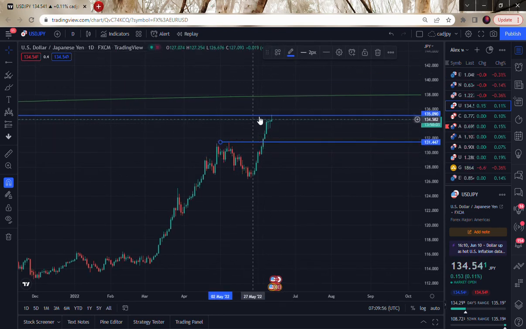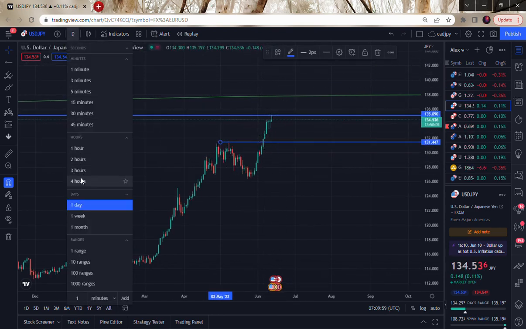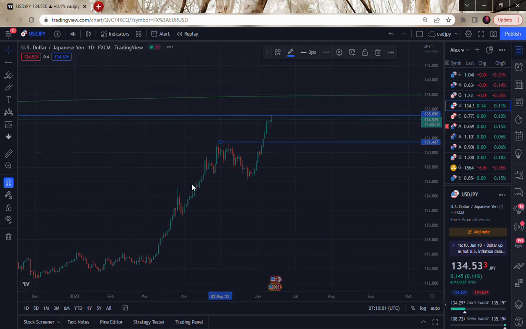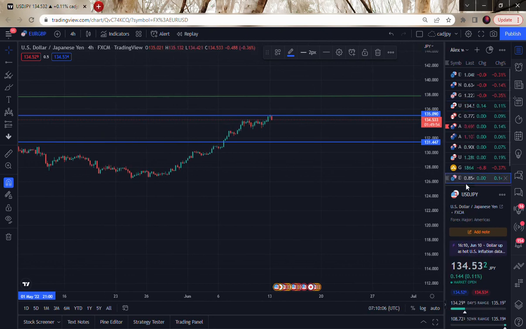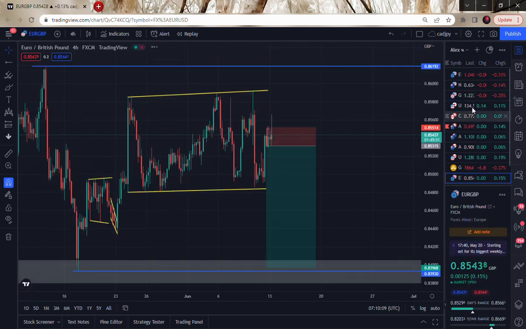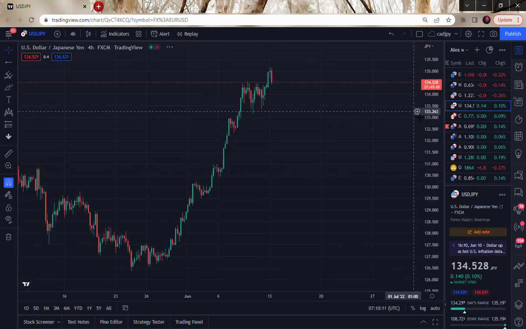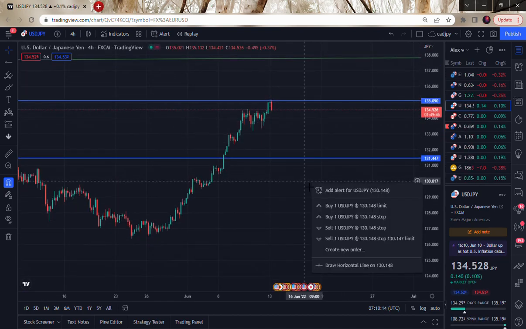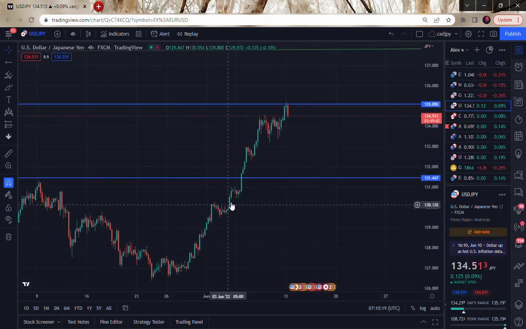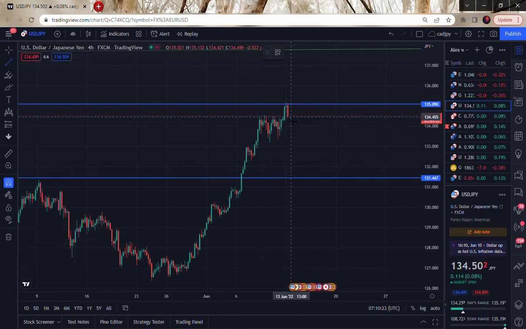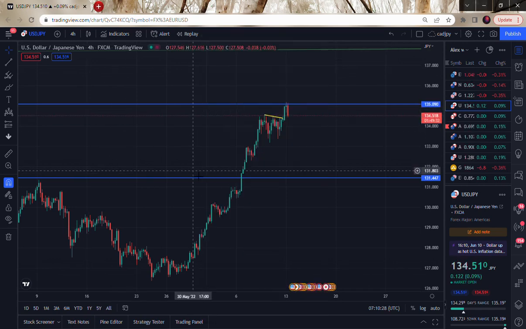So now from here, I'm simply just going to go to the 4 hour. Right, so here we are on the 4-hour. On the 4-hour, we can see we have the impulse, the correction, impulse, correction, impulse, correction, impulse, correction, right? So this was the last correction here on the 4-hour, as you can see.